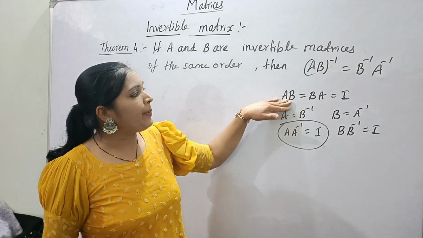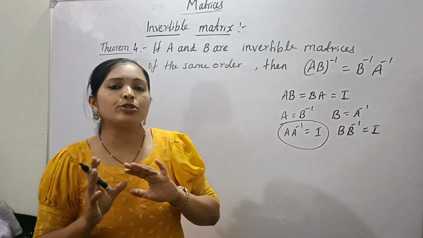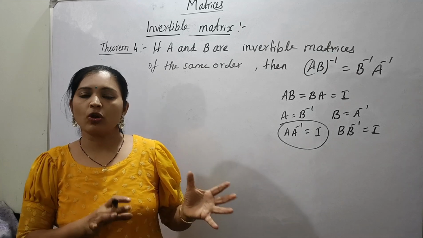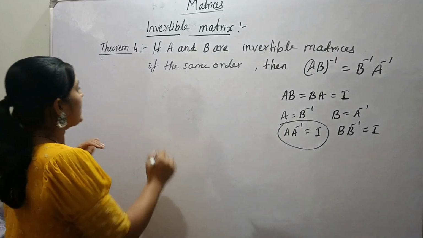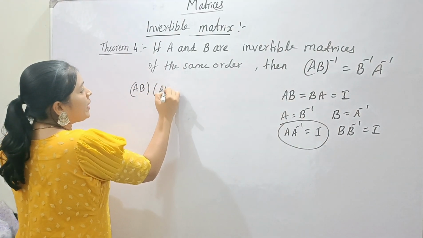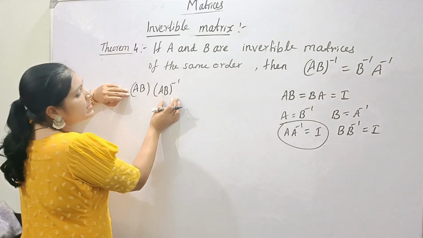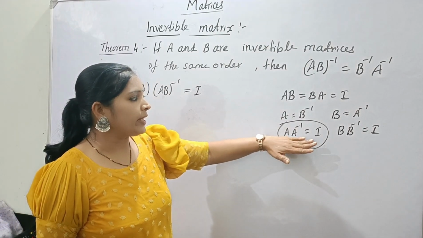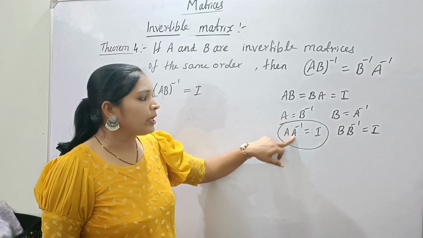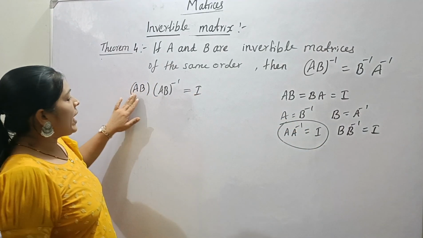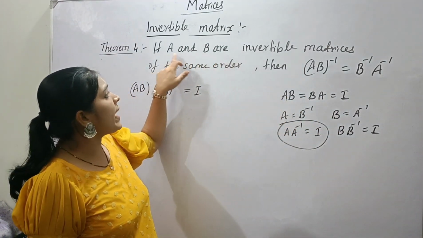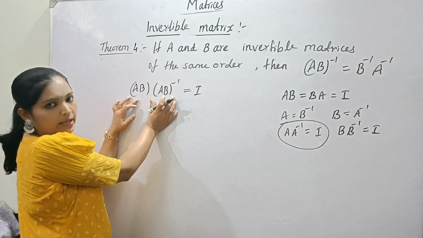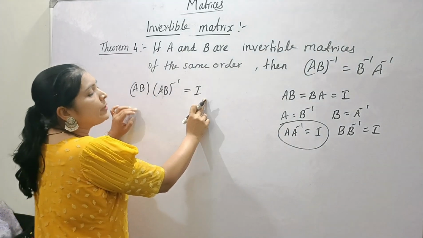So here AB is equal to I, an identity matrix. The inverse of an identity matrix is an identity matrix itself. So we can write AB into AB inverse, an identity matrix and its inverse is also an identity matrix, that is equal to I by the definition of the inverse of a matrix. Here we have written A into A inverse is equal to I. Here AB is an identity matrix, because A and B are invertible matrices. So AB is equal to I and its inverse matrix AB inverse is also an identity matrix, that is equal to I.